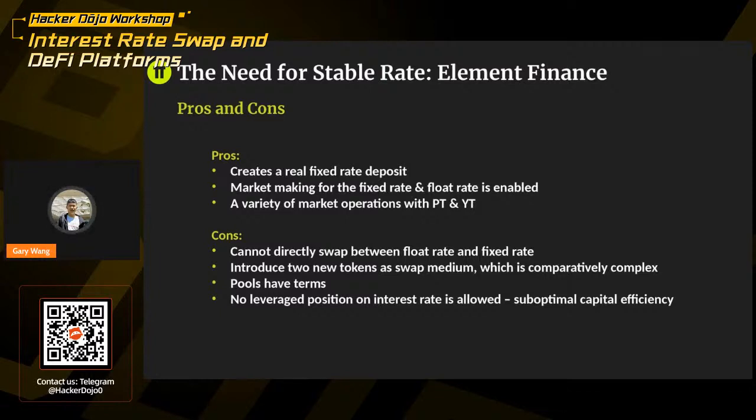And the last drawback of Element Finance is that no leverage position of interest rate swap is allowed. In traditional finance, interest rate swaps usually come with leverage positions. This is because you need only supply a margin to make sure that each party is able to pay the counterparty the interest fee in the future. They do not need to lock up the entire amount of base tokens into some kind of vault to make sure that the other party will not default. So no leverage position means suboptimal capital efficiency, and that is the last drawback I would like to conclude for the Element protocol.